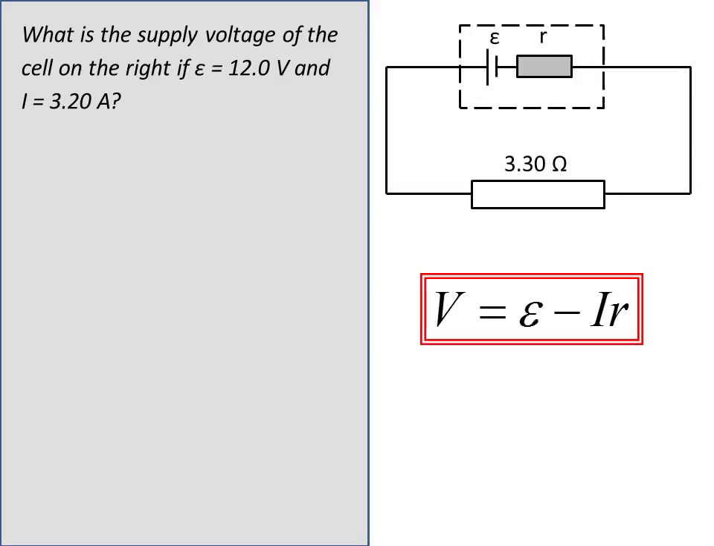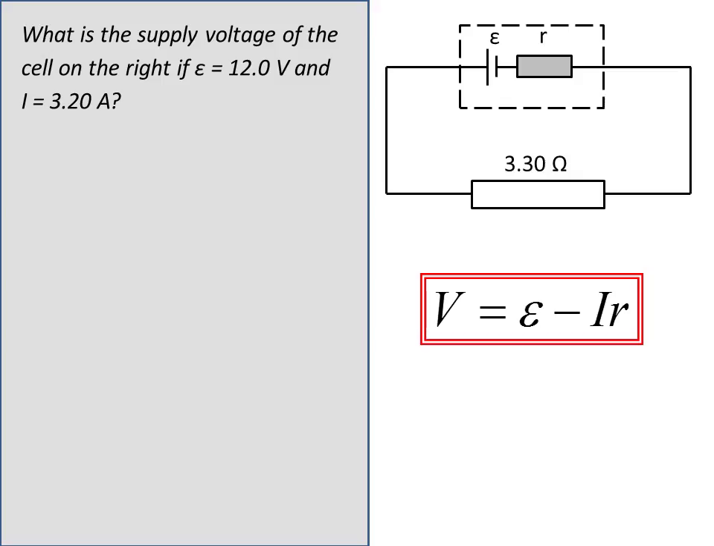So in this case, they've told us two. They've told us what the EMF is, 12 volts. They've told us what the current is, 3.2 amps. Right, they've also given us a diagram, which is a hint that we've got another step to do before we actually use this equation down the bottom. Now, what we can actually do with this diagram is use one of Kirchhoff's laws, Kirchhoff's loop law for voltage. That is, the voltage that is being used by this resistor here is going to equal the voltage of the power supply, or the supply voltage across this cell.